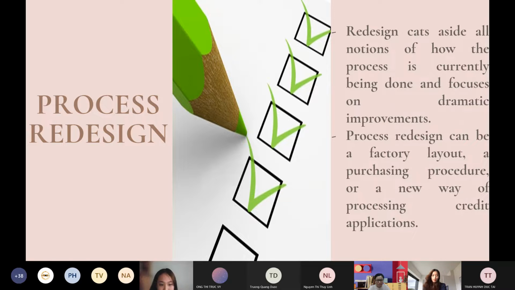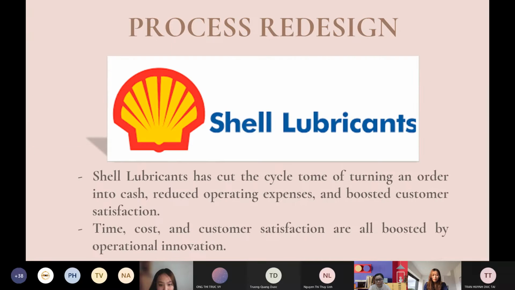Redesign casts aside all notions of how the process is currently being done and focuses on dramatic improvement in cost, time, and customer value. The process can be a factory layout, a purchasing procedure, a new way of processing credit applications, or a new order fulfillment process. We will move to the example.